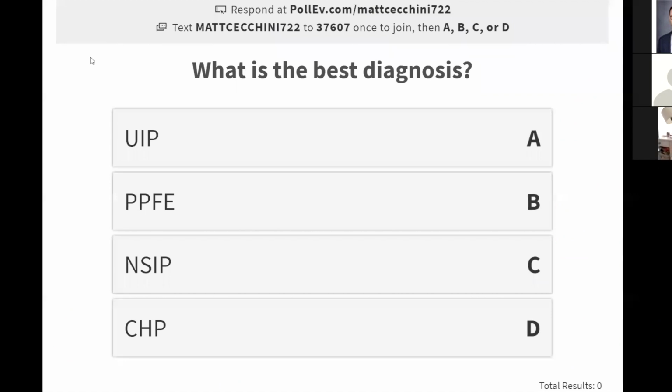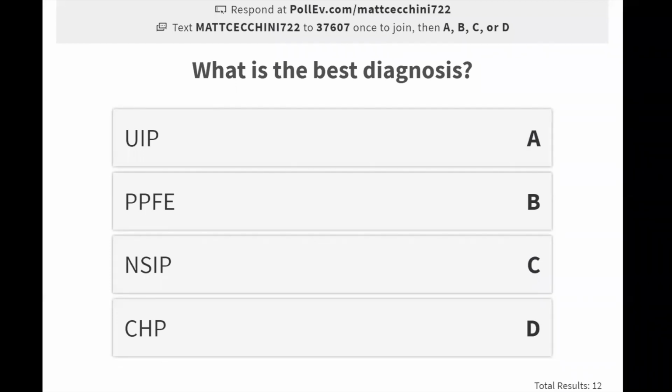So what is the best diagnosis for this case? Is it A, usual interstitial pneumonia or UIP? Is it B, PPFE or pleural parenchymal fibroelastosis? Is it C, NSIP or non-specific interstitial pneumonia? Or is it D, chronic hypersensitivity pneumonia?